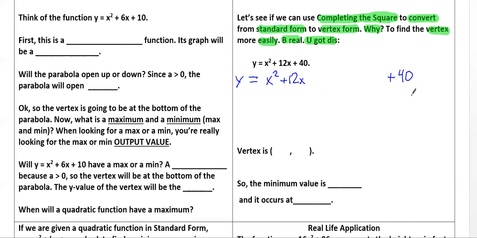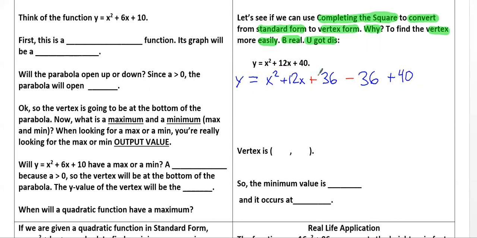And now, if you remember from that last lesson, we want to add a very specific number, which is going to turn this into a perfect square trinomial. But if we add that number, we're also going to have to subtract that number so that in total, we're adding nothing, because adding nothing doesn't change anything. To find that number, you take 12, divide it by 2, which is 6, and then you square it. That's 36. But if you add 36, you also have to subtract 36. And that whole time, the 40 is just hanging out here, not hurting anybody.